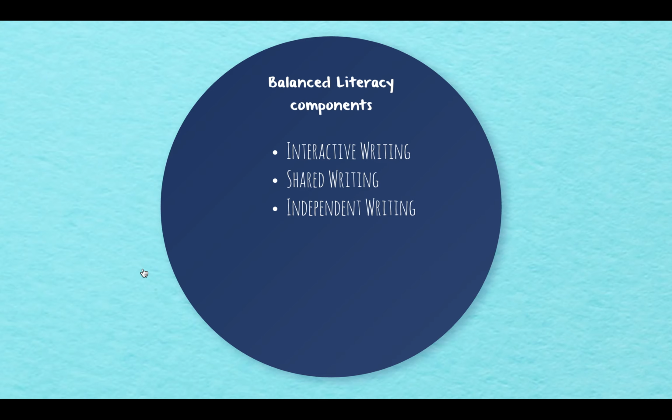Next, we have shared writing, which is when the teacher and student work together. Lastly, we have independent writing, which is obviously when the student is on their own, but you can still go across the room and guide them when needed.